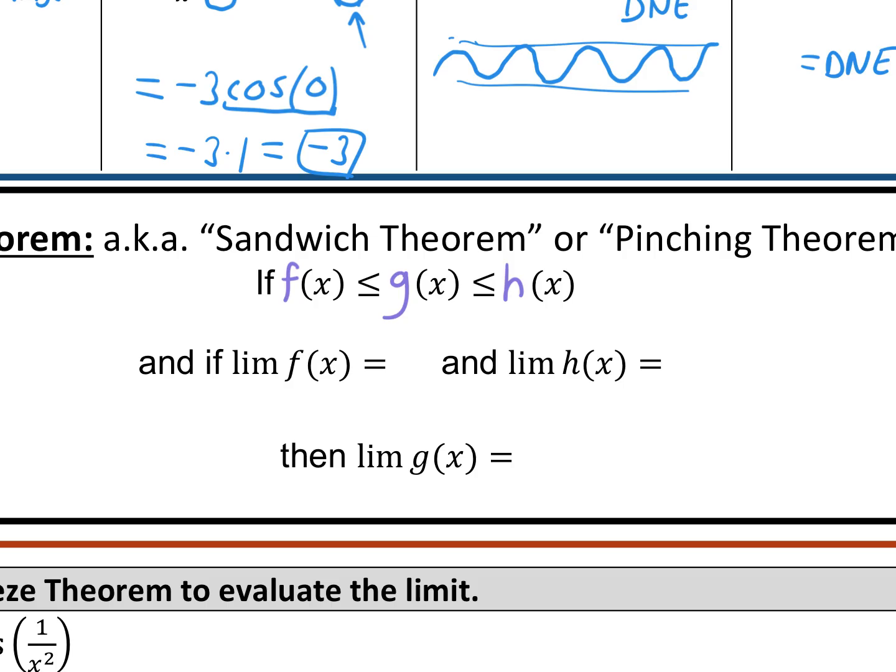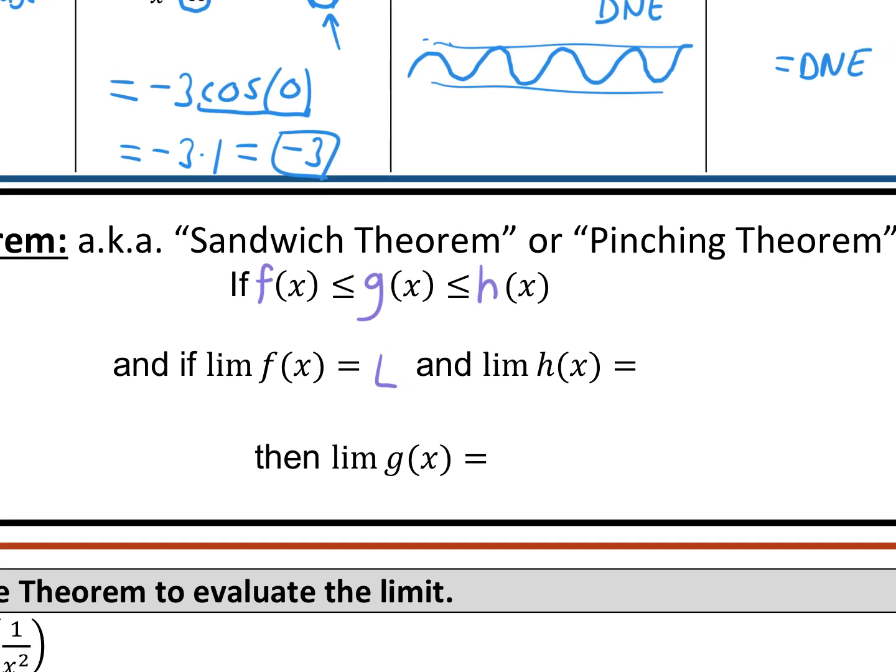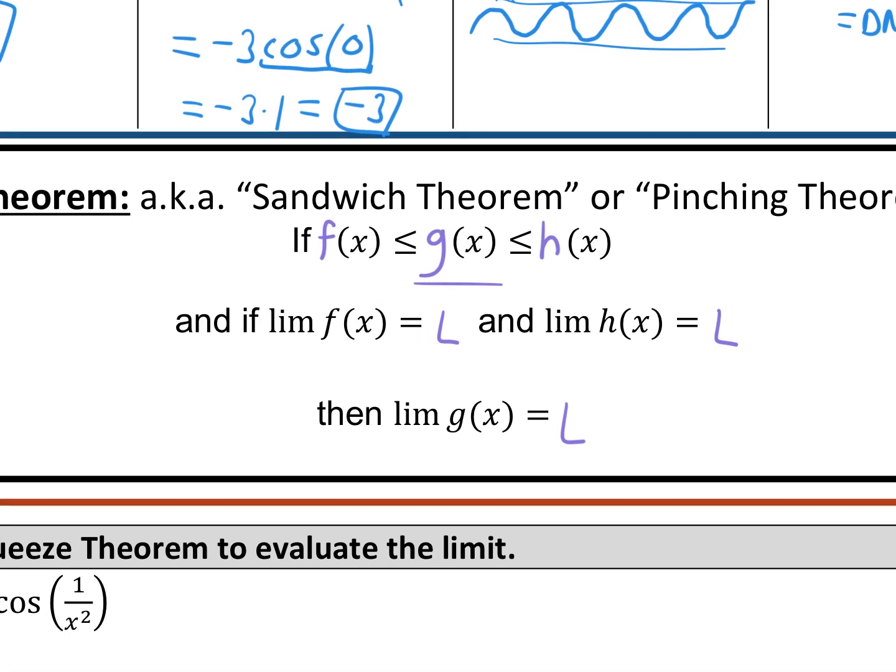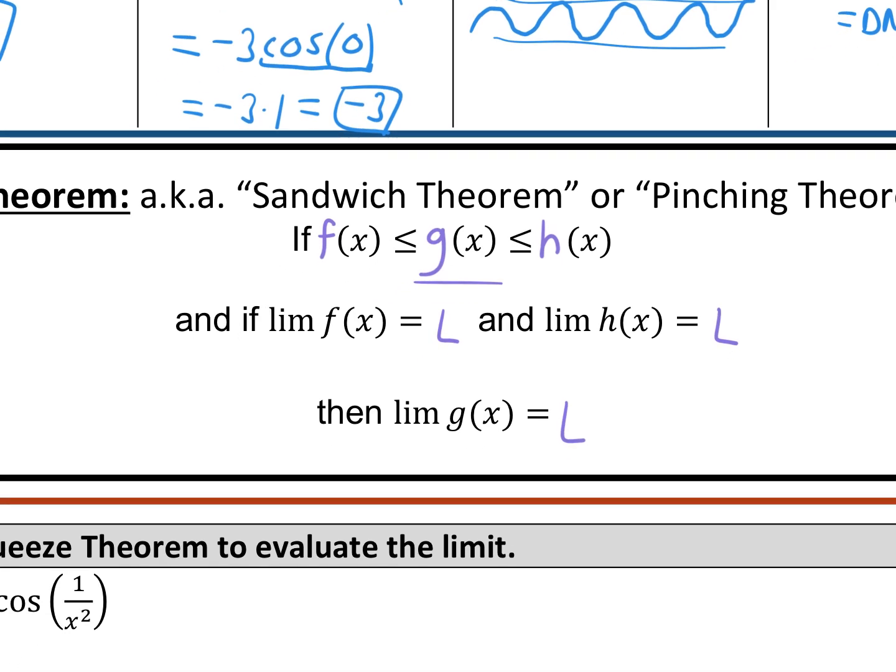the limit of f of x is equal to some number. I'm going to call it L for limit. And if this limit of h of x also approaches L, since g is in between those 2 functions, then this limit also has to equal L. Right? It might not make a ton of sense just in technical language like that, but I'll use the next example to show you guys how this would work.